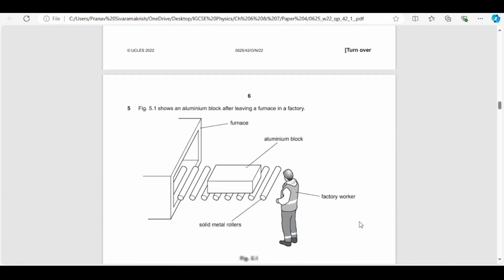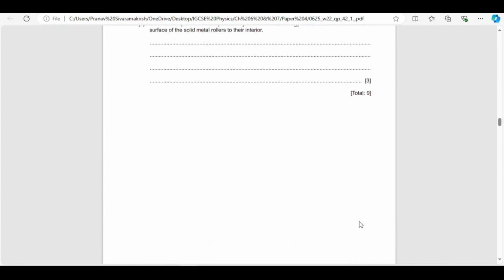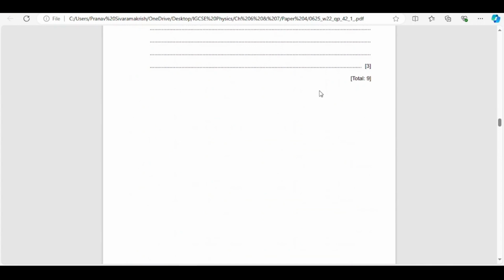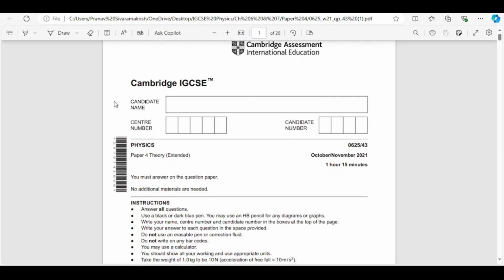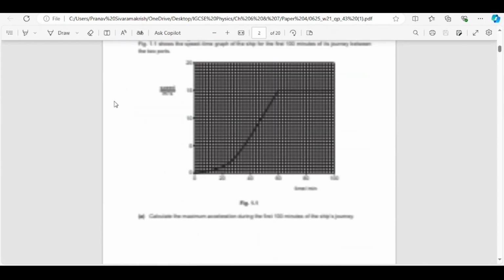Any more questions? No, there's a lot of questions around thermal properties, so no more questions on energy. So if we move on to the next paper, we're now looking at October, November 2021, variant 4.3.